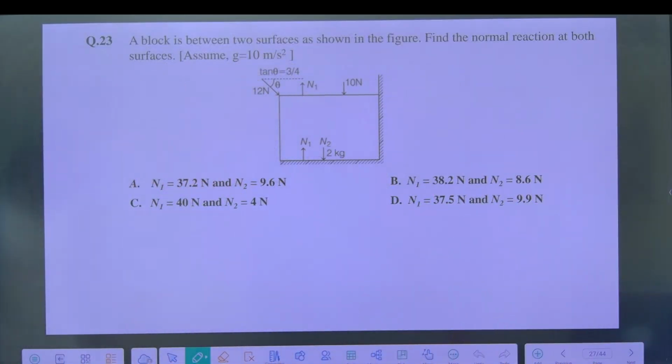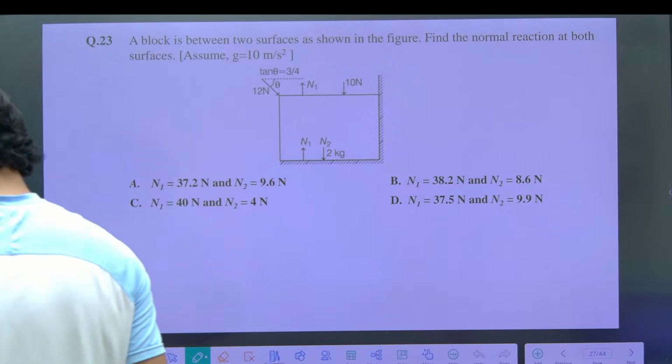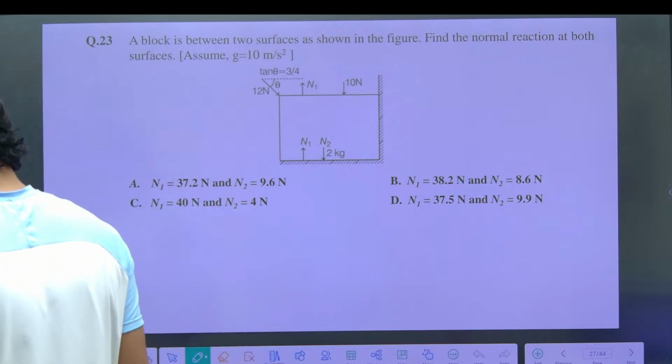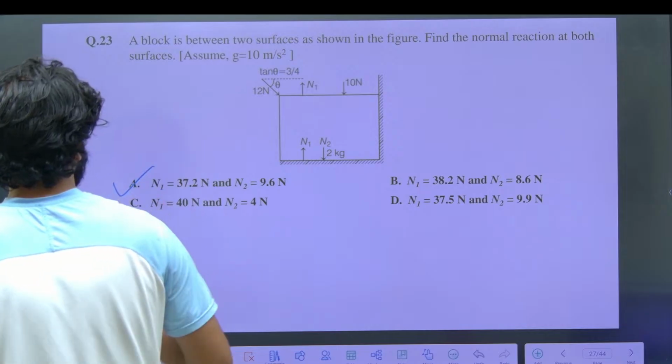Let's do question number 23. Okay, so it's a very easy question, just the force balancing one, right? So if we can balance out all of the forces, please do it by yourself. Question number 23, answer over here is A.